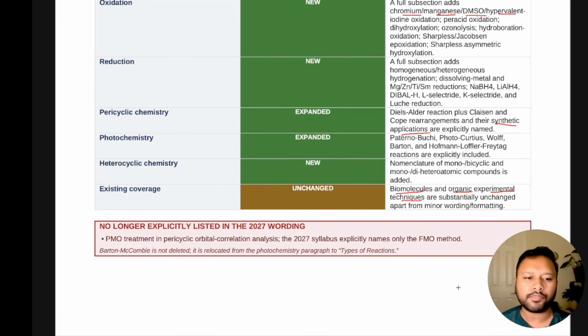What are the things that have been removed from organic chemistry? That is PMO treatment in pericyclic orbital correlation analysis. This was earlier in the syllabus, but now it is not. The 2027 syllabus explicitly names only the FMO method. So the PMO method is removed, the FMO method is still there. Barton-McCombie is not deleted, it is relocated from photochemistry to the type of reaction. So the Barton-McCombie reaction is also reshuffled.